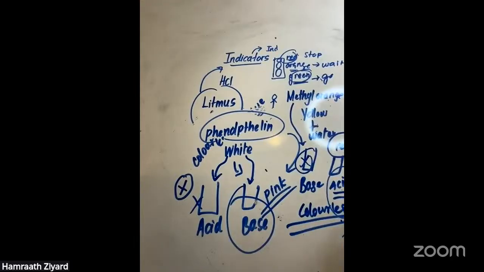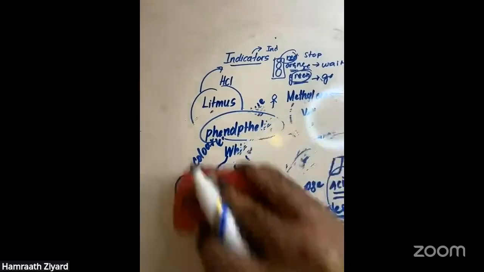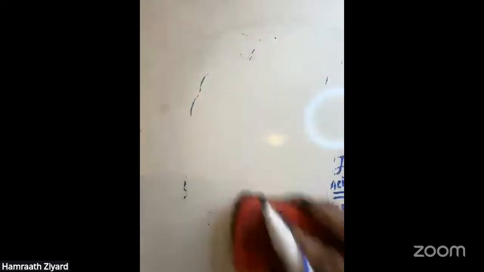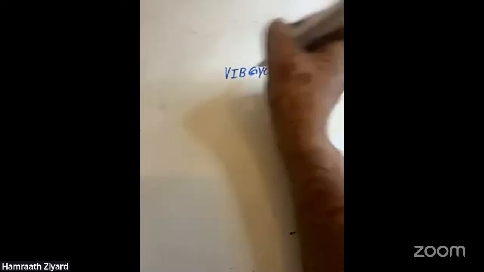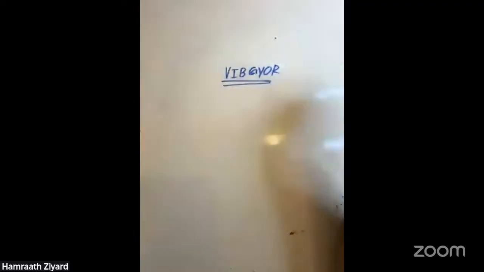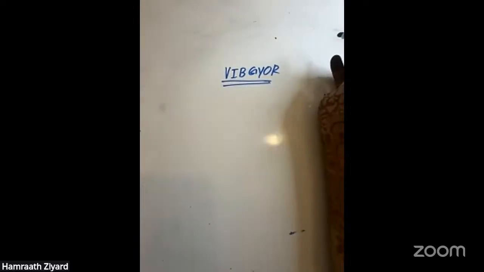Then finally, you have another indicator. That's going to be the pH paper. If you take the pH paper, most of the time it is a yellow color paper. So what are the colors in the rainbow? We remember as VIBGYOR. So these are the colors that you have in your pH paper.